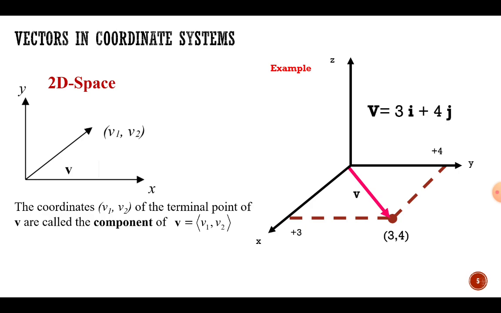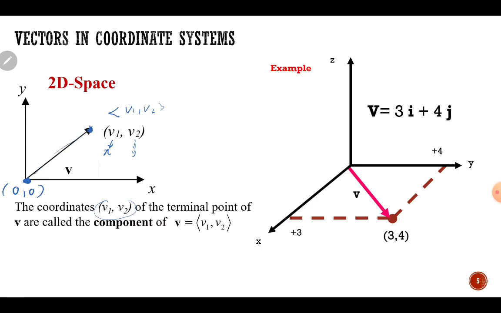Okay, the coordinates V1, V2 of the terminal point are called the components. Maknanya kalau dia kata kat sini, dia punya vector dia adalah V1, V2. So maknanya kita tahu this is 2 space, dia punya coordinate adalah X sama dengan V1, and Y sama dengan V2. So pointing daripada origin is your initial point, 0, 0, to the terminal point here. So the terminal point is V1, V2 sebab V1 tolak 0 is V1, V2 tolak 0 is V2. So this is your vector V.